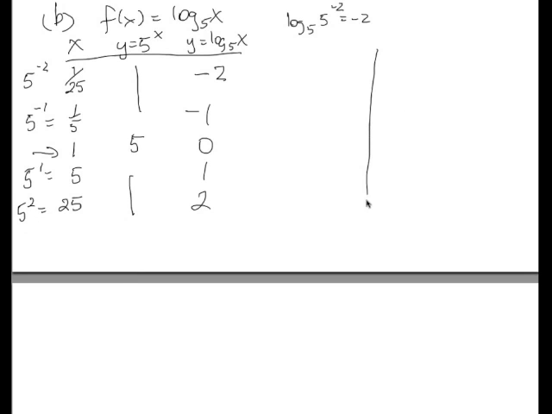So when I draw my picture, here's my graph, y, x. We always know it goes through (1, 0). That's this point right here. Now, y is going to be negative 2 when we get 1/25th, so that's really small.